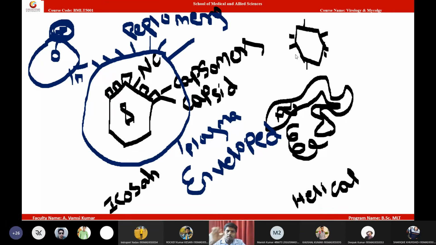Okay, so this is all about the structure and symmetry of virus. So the basic structure is, virus has a genetic core. It can be either DNA or RNA. This genetic core is surrounded by a protein shell called capsid. On the surface of this capsid, we have protein subunits called capsomers.